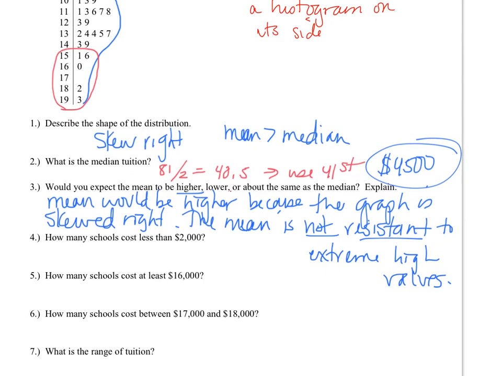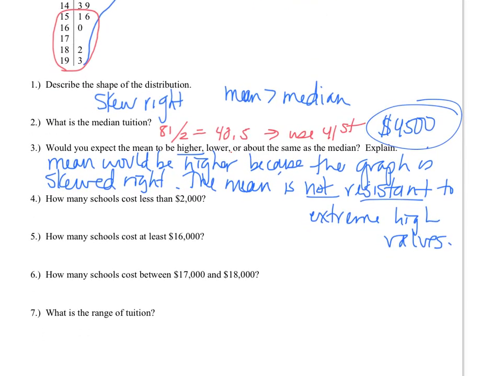Now the next question says, how many schools cost less than $2,000? So in this case, we would add up all of the leaves that we see on the stem for 1. We can see that there are 27 schools that fit this criteria. The next question says, how many schools cost at least $16,000? In this case, we would count all of the schools from stems 16, 17, 18, and 19, and there are 3 schools in this category. As far as how many schools are between 17,000 and 18,000, since that stem is empty, there are none.